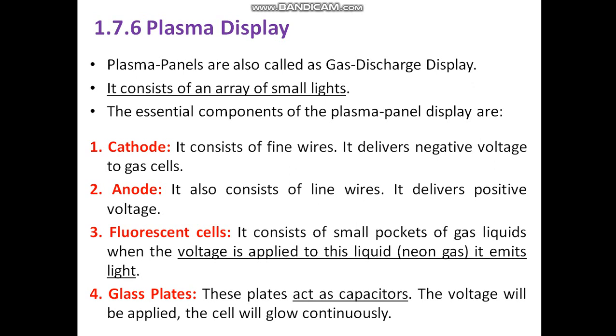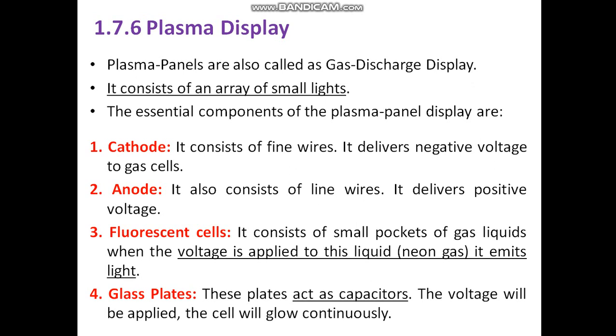First, the cathode. This is one type of electrode, from which the current exits from the polarized electrical device, and it delivers a negative voltage. The anode is the second one. It is a type of electrode, and it delivers a positive voltage.